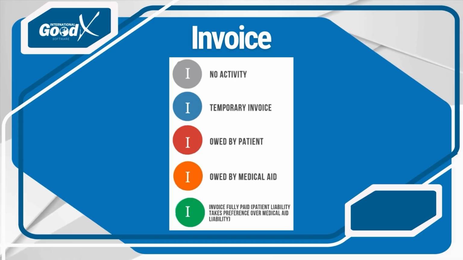Orange means the medical aid is liable. Maybe the invoice is waiting on payment from the medical aid. Green means the invoice is fully settled. Either the medical aid or patient has paid the full amount. Remember, the patient is always liable until the medical aid makes a payment.